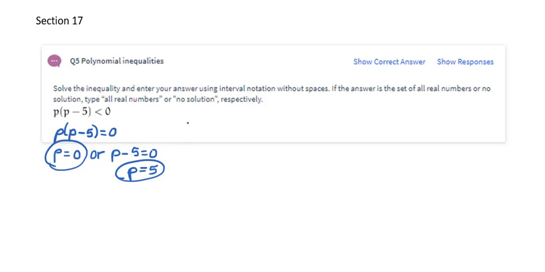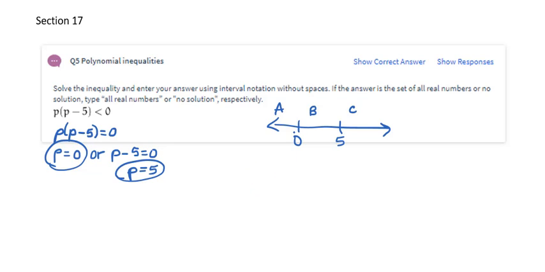Then once we have the boundary numbers, we can place them on a number line. And that number line then will divide up the real numbers into regions where we have solutions or don't have solutions. I like to label these regions A, B, and C. And then we have to test a point from each of those intervals.